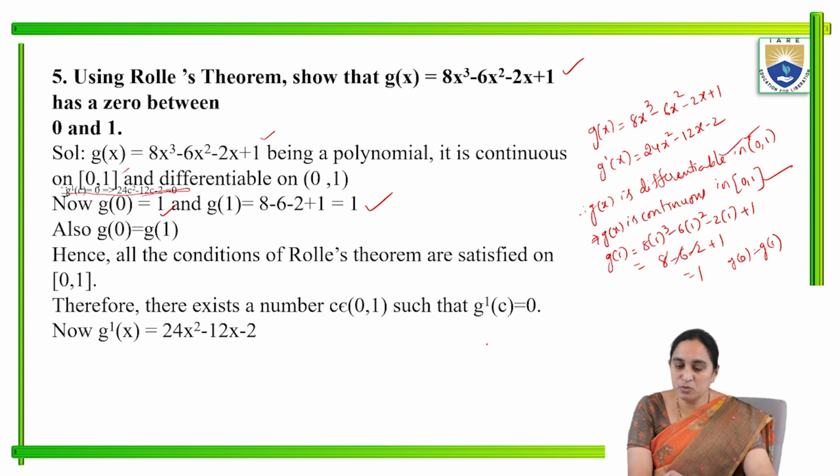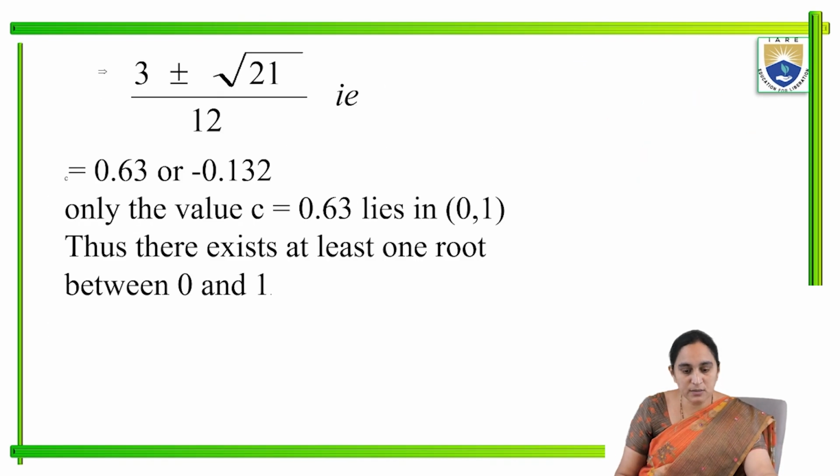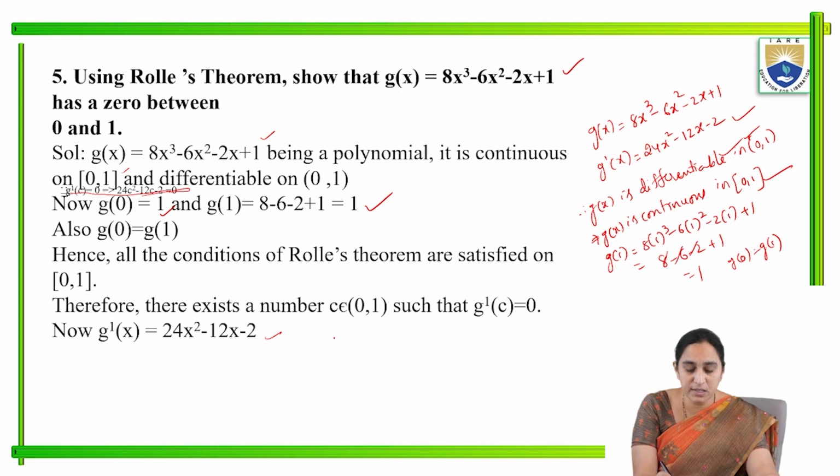From that, what about g dash of x here? This is g dash of x, that is 24x² − 12x − 2. From that, I'll take 2 outside. g dash of x is equal to 0. Taking 2 outside, that is 12x² − 6x − 1 is equal to 0. From that, find the roots of this.